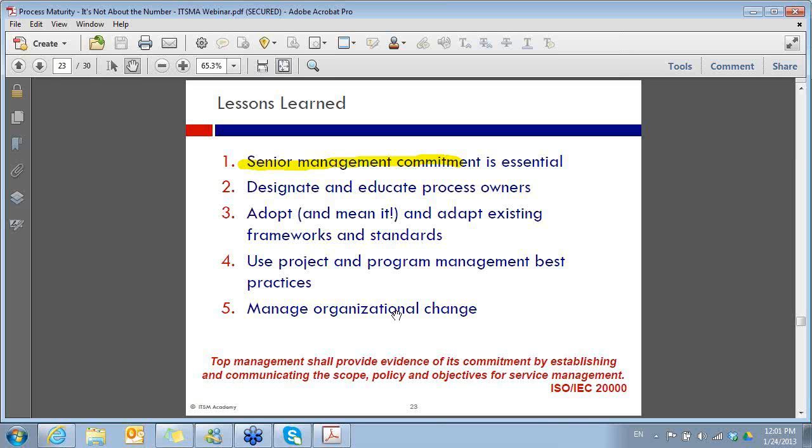Treat all of this activity like a project. Have a program in place for how all of your process work comes together to make sure that you're addressing those process interfaces along the way. And again, make sure that you're managing that organizational change.